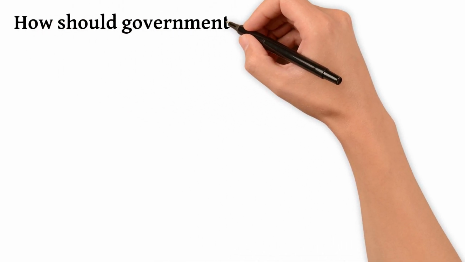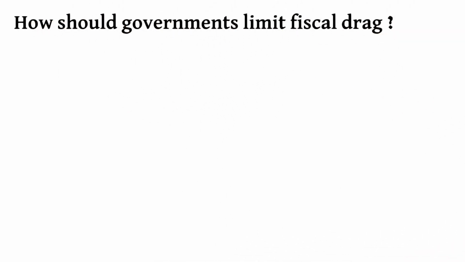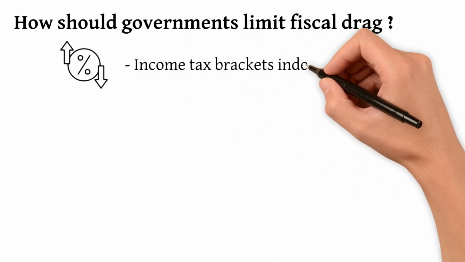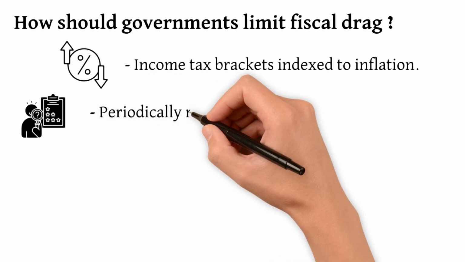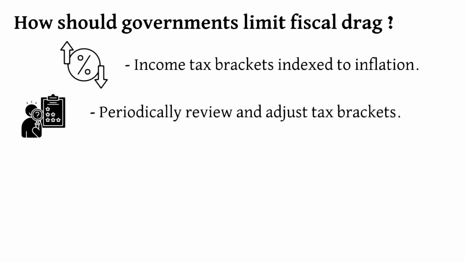So how should governments limit fiscal drag? Well, for one, income tax brackets could be indexed to inflation. Indexing ensures that tax thresholds and rates automatically adjust. Governments should periodically review and adjust tax brackets to account for inflation.